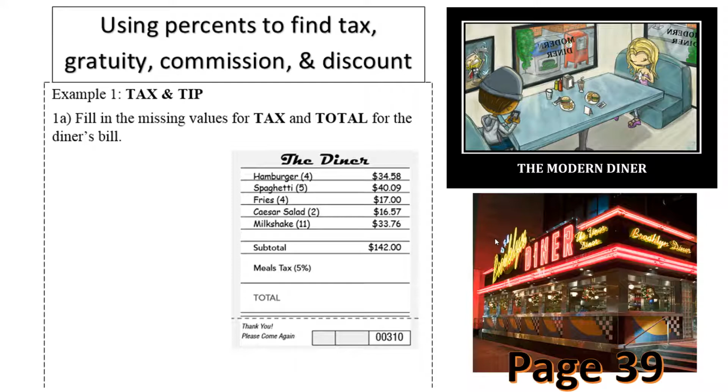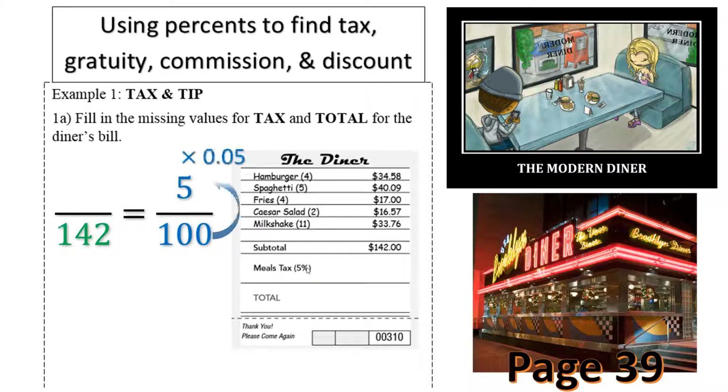So it says to find the missing values for tax and the total of this diner's bill. So you have to look down here and see that the tax is 5%. So go ahead and please try to find the value for the tax of 5% on the total of the bill. So 5% of $142, if we multiply by 0.05, which is the percent as a decimal, you're going to get $7.10. That means on this bill, the tax would be $7.10.